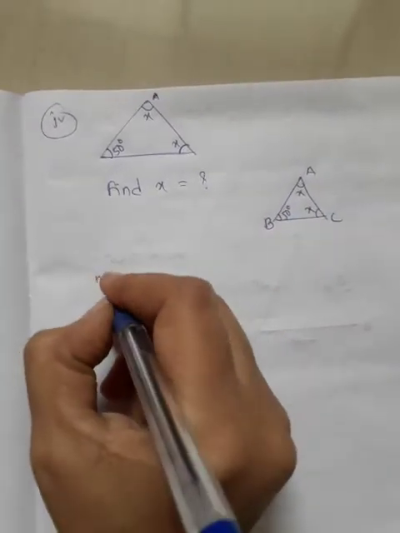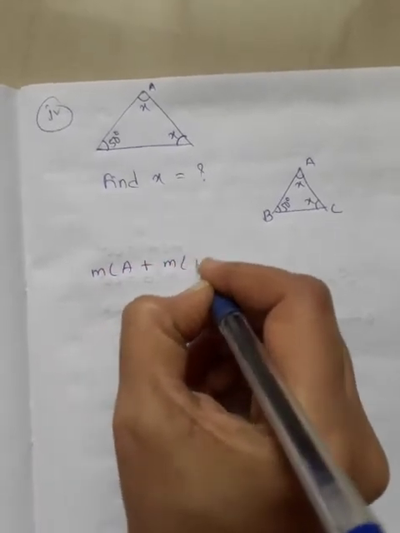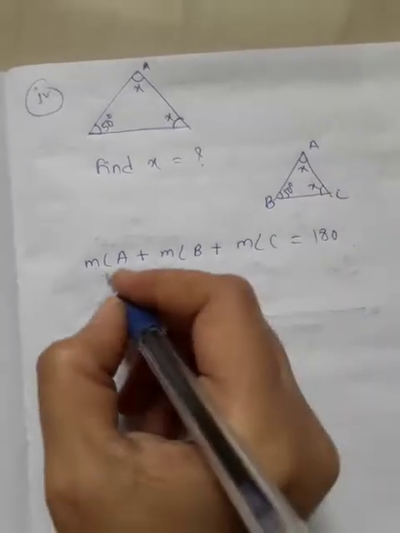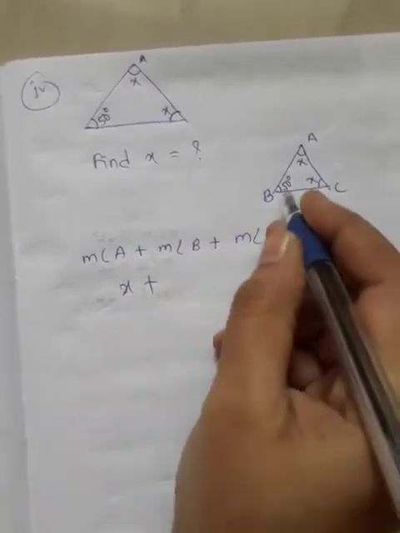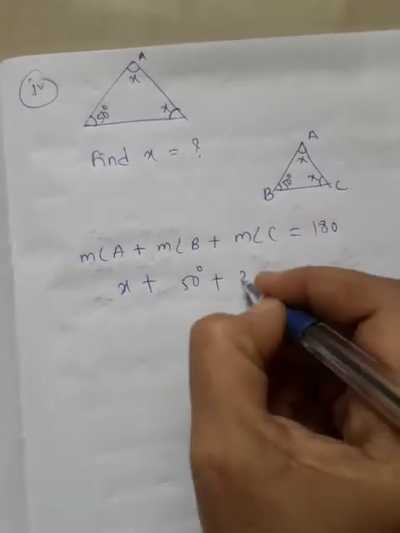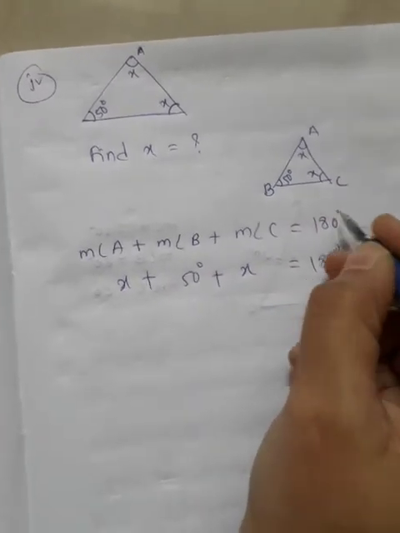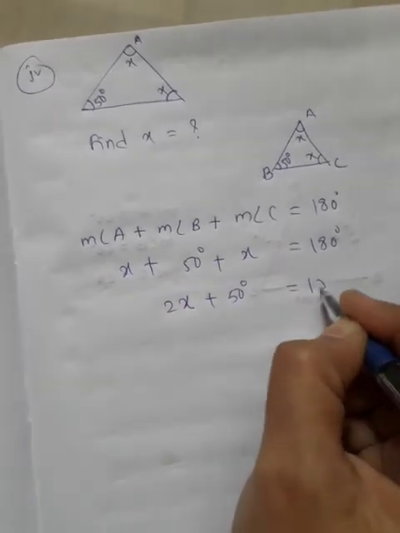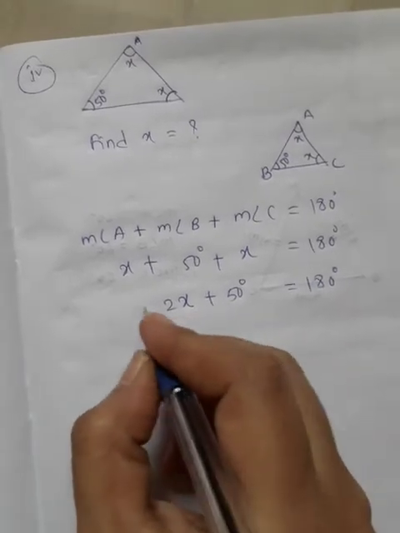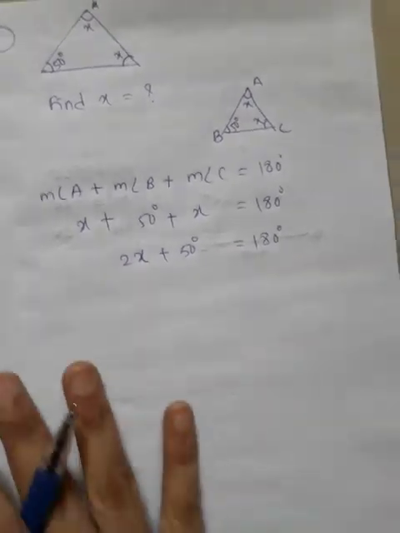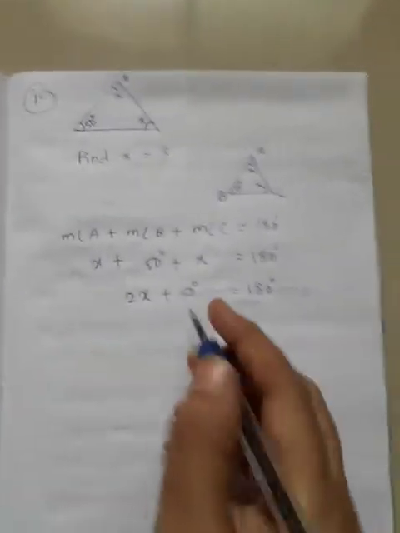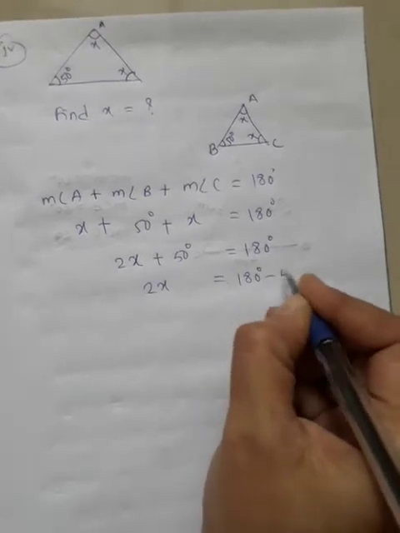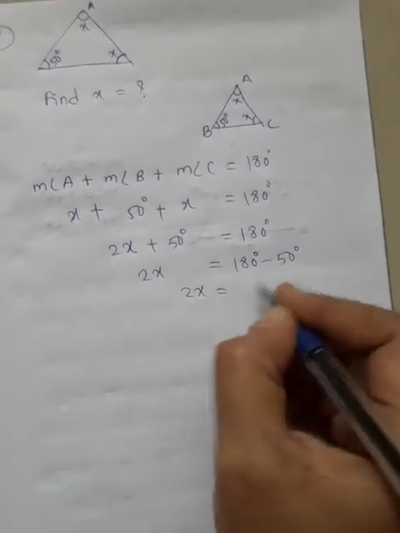Because they haven't given a name, you can give a name to these angles. And we know sum of measures of angles of a triangle is 180. So here measure of angle A plus measure of angle B plus measure of angle C is equal to 180. Now put the values. Measure of angle A is x plus measure of angle B is 50 plus measure of angle C is x, equal to 180 degree. We know x plus x is 2x, plus 50 degree is equal to 180 degree. We know how to solve the equations, we have learned in the topic simple equation. To get x alone, transpose 50 on right side, so it gets minus. So here 2x is equal to 130 degree.